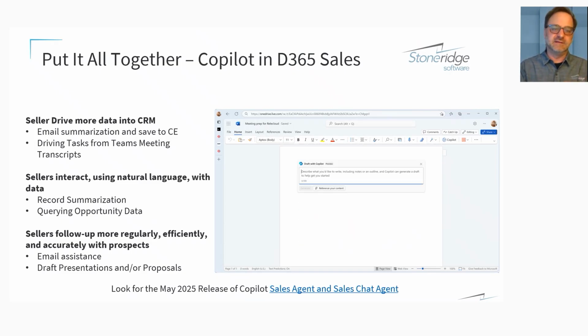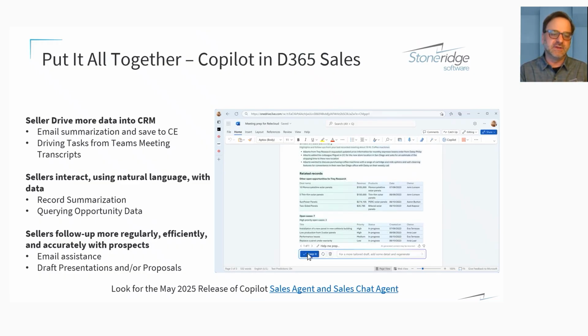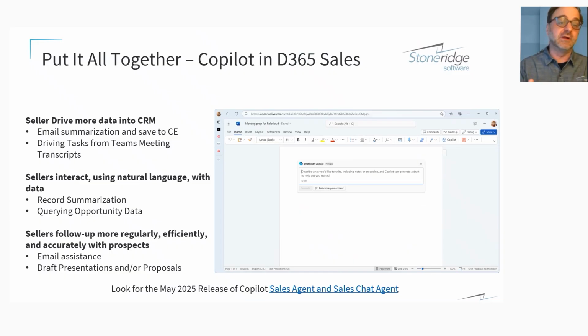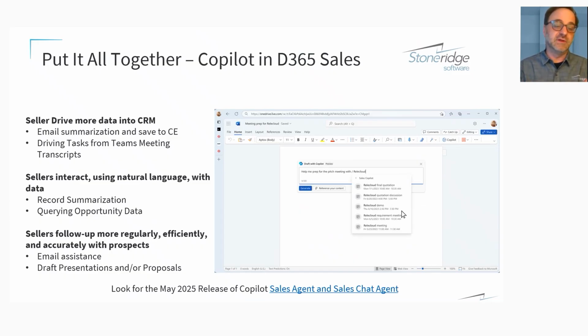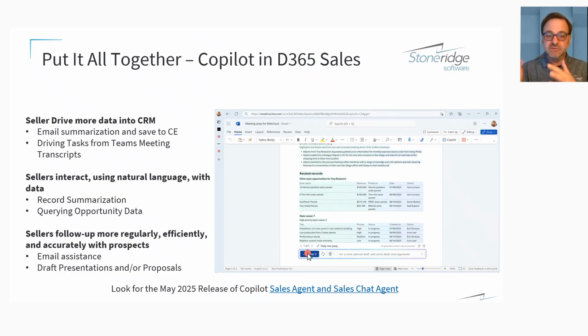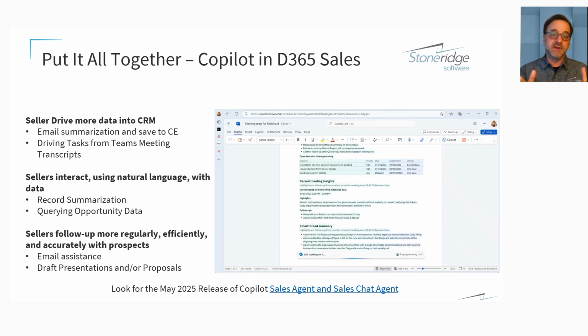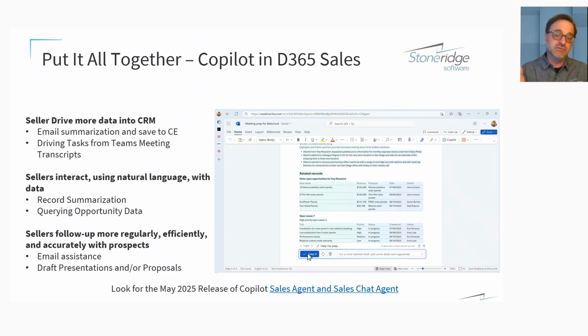One of the simplest ideas, you open up an opportunity for a prospect, and Copilot just automatically pulls up a record summarization. So you can see in a snapshot really quickly where that opportunity is at. Or you can use a natural language to query and say, for example, show me the 5 opportunities I need to focus on today. Sellers that follow up more regularly, efficiently, and accurately with prospects sell more. That's where email assistance, when you have this data in there, can really help you save time in writing emails or drafting presentations or proposals. As we can see on the screen here, this seller is opening up Word, again, a tool that you're used to using every day.